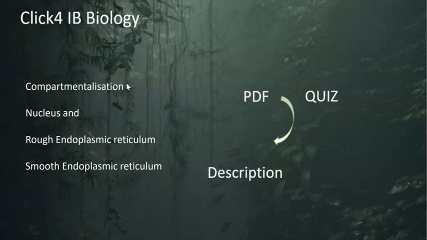Click for IB Biology. Here we're looking at the compartmentalization of eukaryotic cells, in particular the nucleus, rough endoplasmic reticulum, smooth endoplasmic reticulum, and ribosomes as we go.